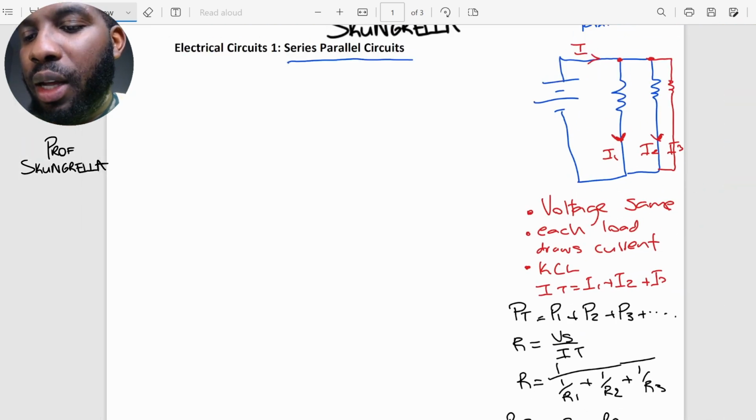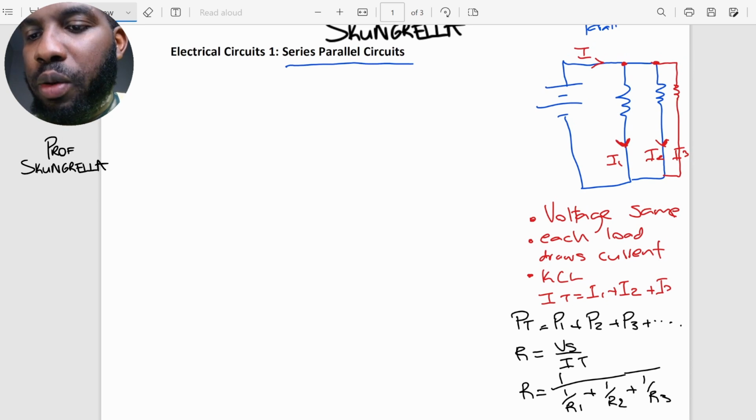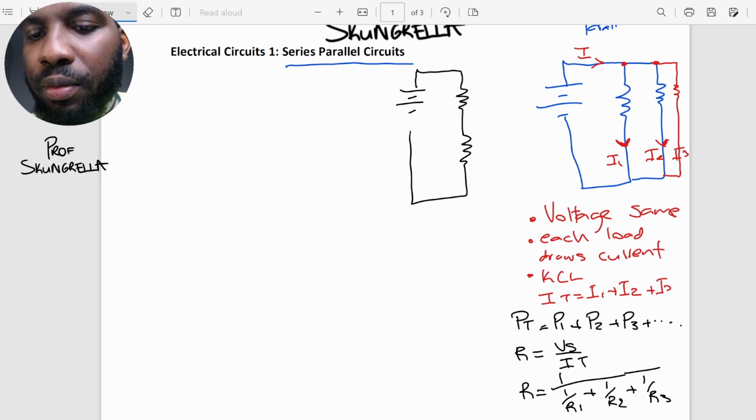Now let's take a look at series circuit very quickly. A quick review of series. We'll start with a battery. And we have two series resistors here. All right, so again, the first thing we said about the series circuit, this is the series. Put the P here for parallel. We said that the total resistance is going to be the sum of the resistances.